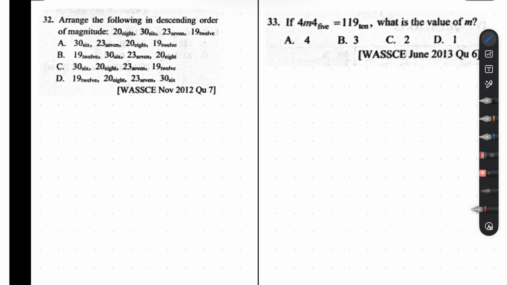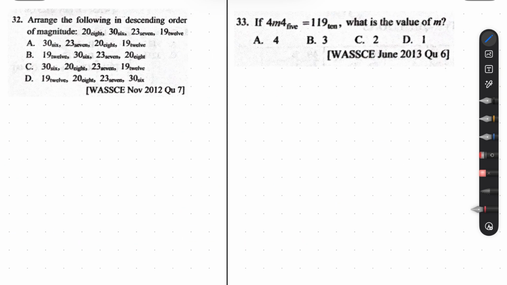All right, let's move on to question number 32. It says arrange the following in descending order of magnitude: 20 base 8, 30 base 6, 23 base 7, and 19 base 12. Okay, so we convert everything to base 10 and then we compare.